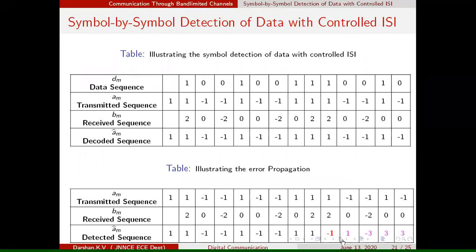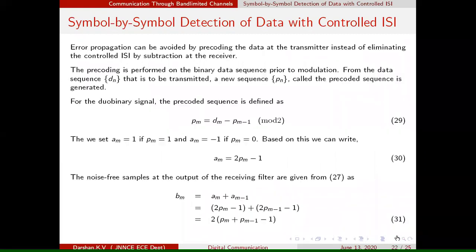Whenever there is an error in decoding at one instant, at the remaining instants you are also having errors, or the error is going to propagate. So to avoid this, the researchers told us to pre-code the data. So what do you mean by pre-coding? And on what are you supposed to apply the pre-coding?